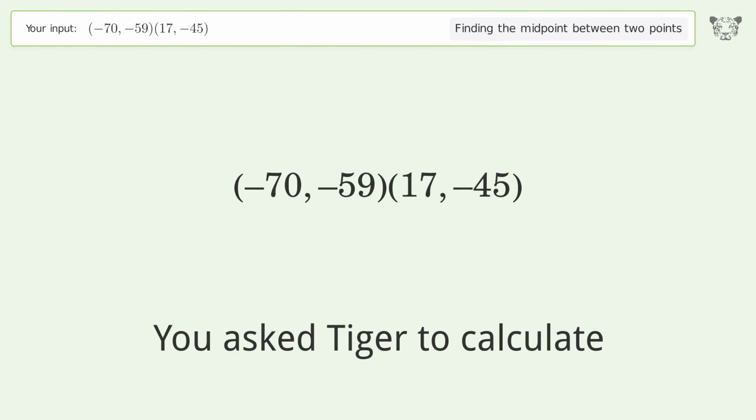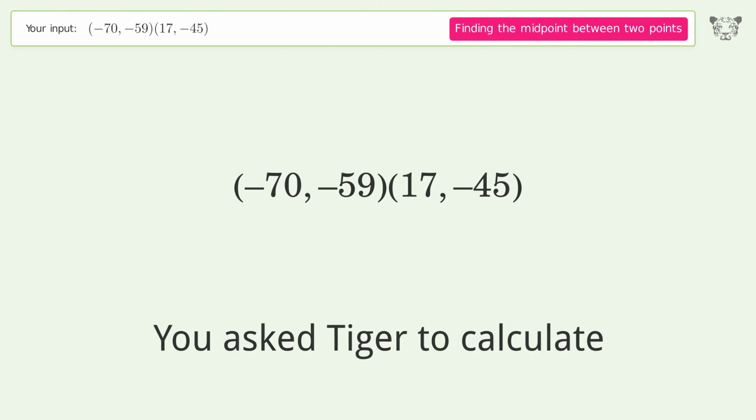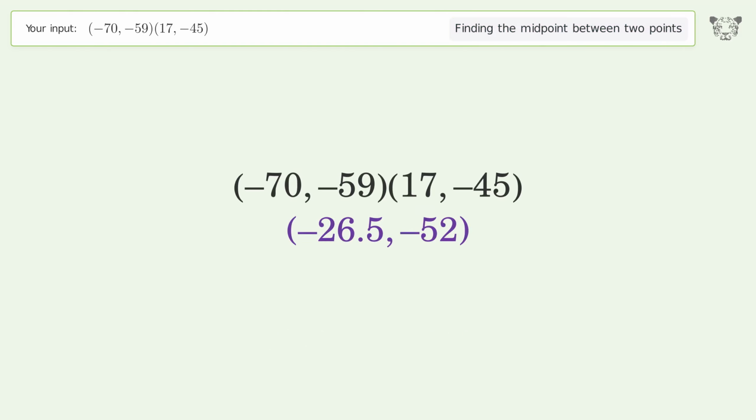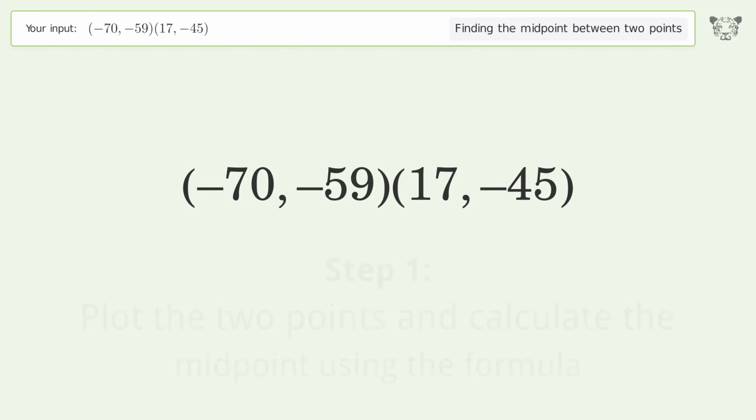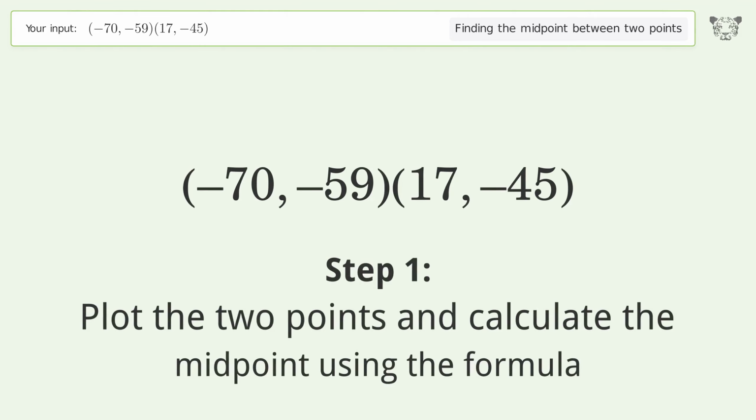You ask Tiger to calculate. This deals with finding the midpoint between 2 points. The midpoint between the 2 points is negative 26.5, negative 52. Let's solve it step by step. Plot the 2 points and calculate the midpoint using the formula.